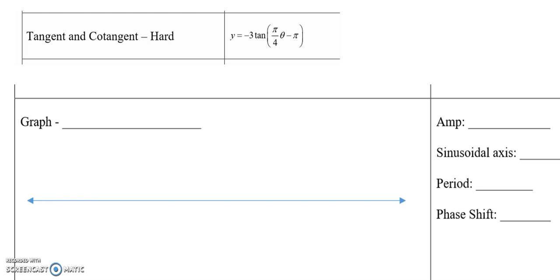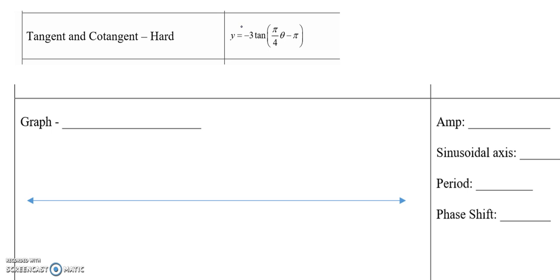Anyway, all right, let's look at how to graph a tangent or cotangent, in this case a tangent, with multiple transformations. So I'm going to walk you through the steps that I would use if I were going to graph this function here from class.